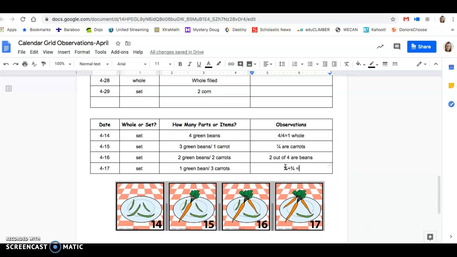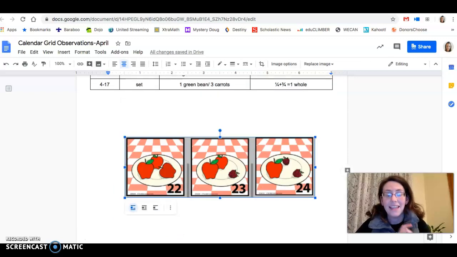Now, 1/4 plus 3/4. If I add those fractions together, I would get 4/4. I would get this whole plate. The bean part plus the carrot part equals the whole plate. So 1/4 plus 3/4 actually equals 1 whole. So that's my equation. All right, second graders, now it is your turn.